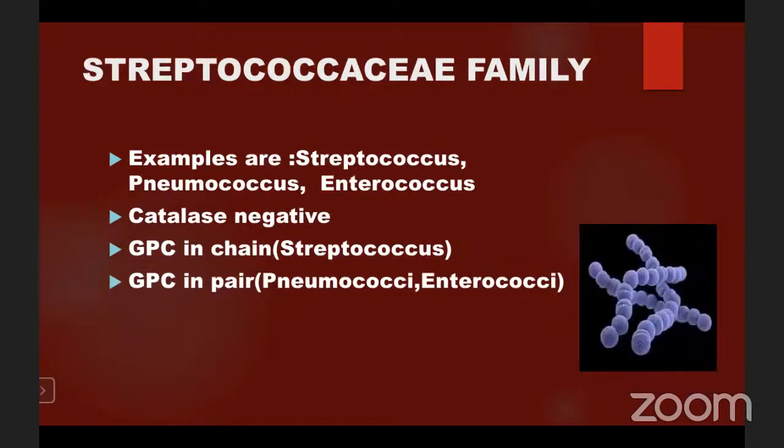Next one is the Streptococcaceae family. The examples are Streptococcus, Pneumococcus, and Enterococcus. It is catalase negative, and gram-positive cocci are arranged in a chain-like formation in Streptococcus, and gram-positive cocci are arranged in pairs in Pneumococci and Enterococci.